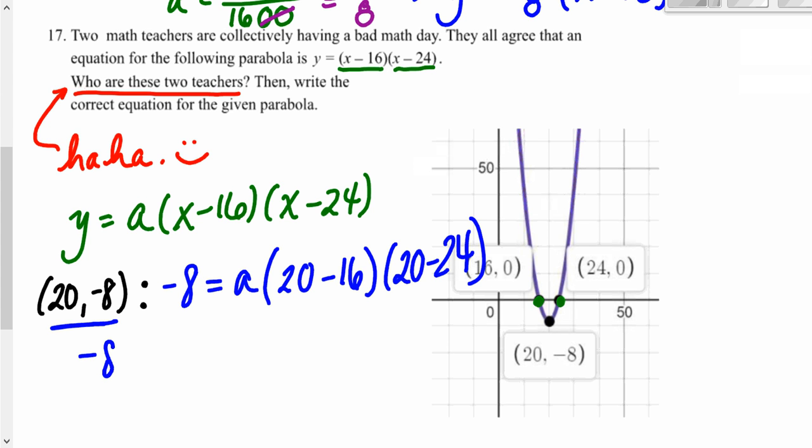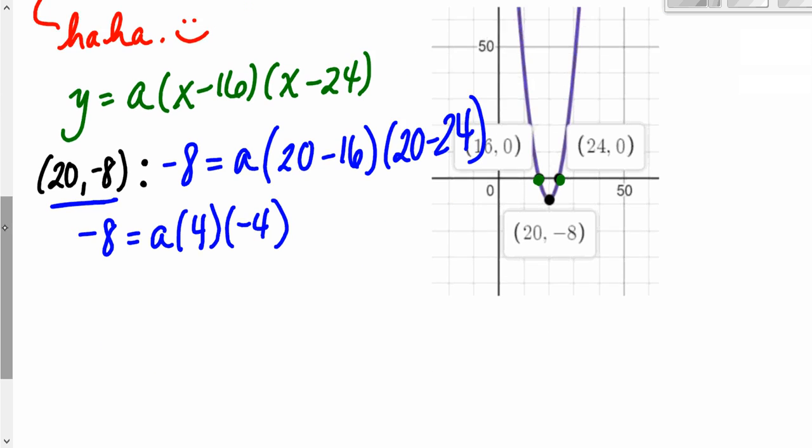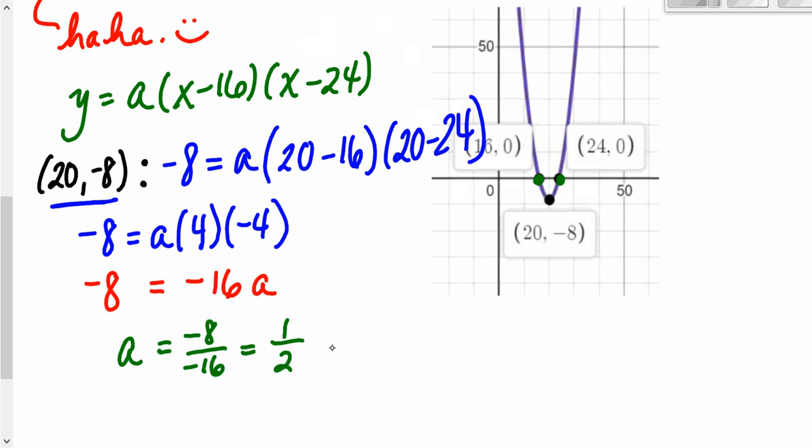So I'd have negative 8 equals a times 4 times negative 4. If I multiply 4 and negative 4, I get negative 16. And then that's multiplied by a. The other side of my equation is still negative 8. And so a has to be negative 8 divided by negative 16, which is positive 1/2.